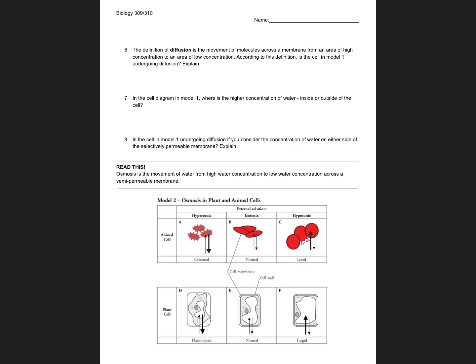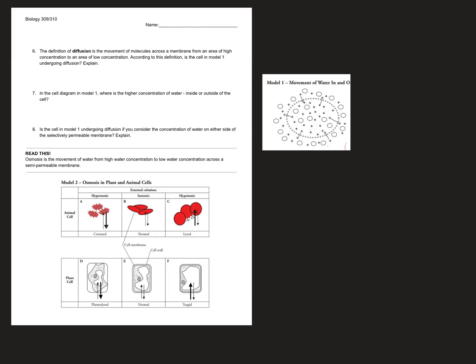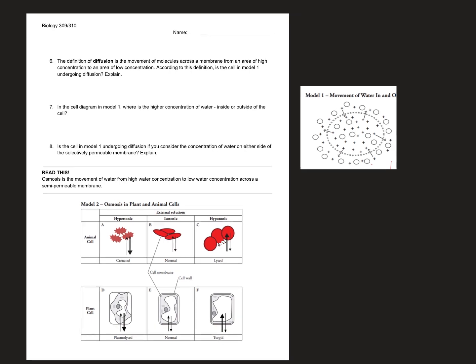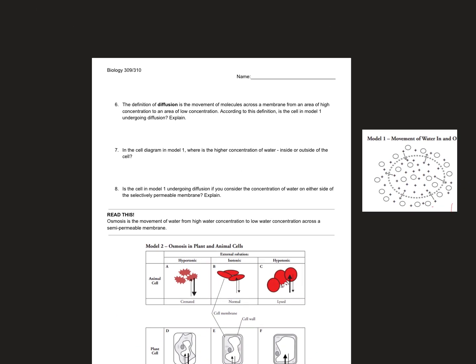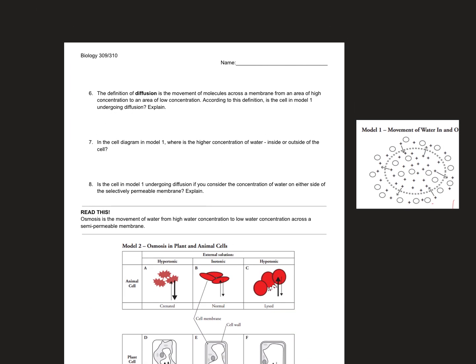The definition of diffusion is the movement of water molecules across the membrane from an area of high concentration to low concentration. According to this definition, is the model cell in Model 1 undergoing diffusion? So what we have is, is this diffusion happening? Well, the answer is yes and no, because it's not the solute that's moving, it's the solvent.